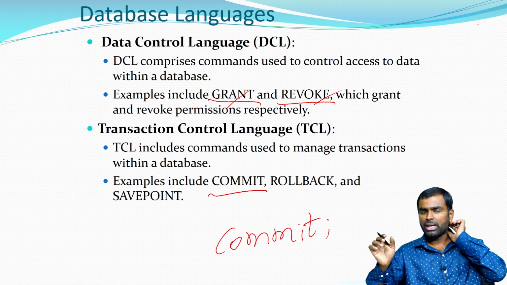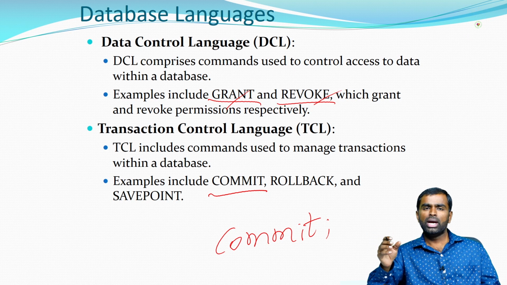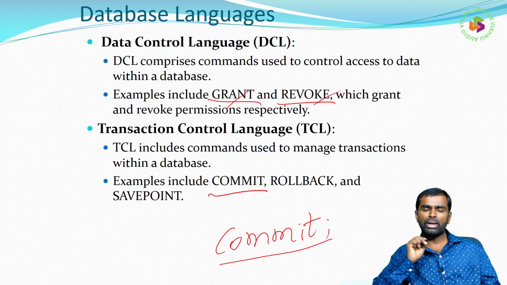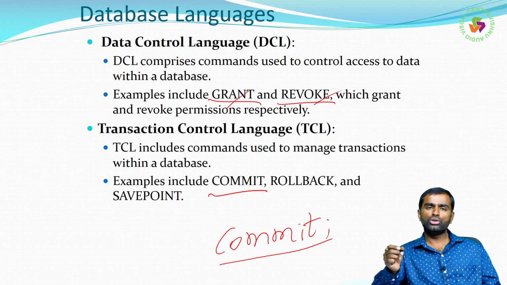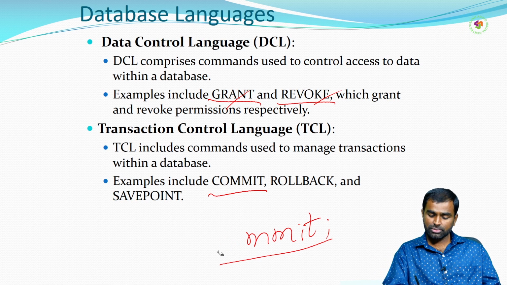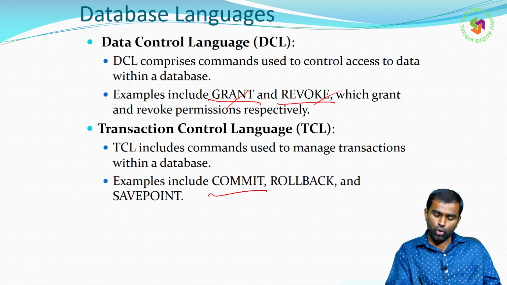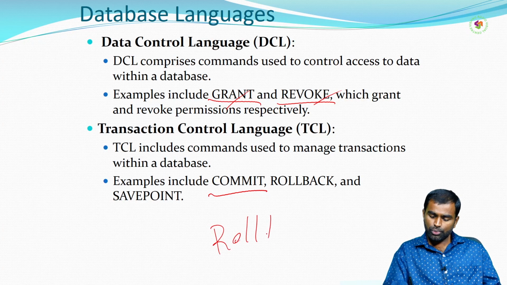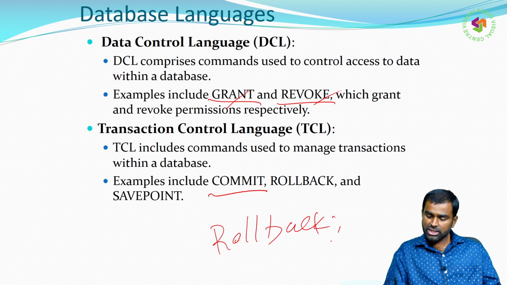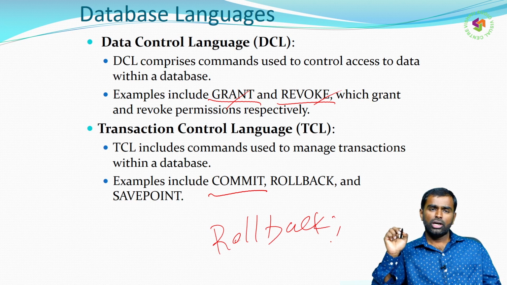Simply, in C programming language, you use the F2 button to save the file, right? So here also you can use commit. Commit semicolon can be used to save the data, to save the changes you have done to the database. Next, rollback. So rollback is used to undo whatever changes you have done.